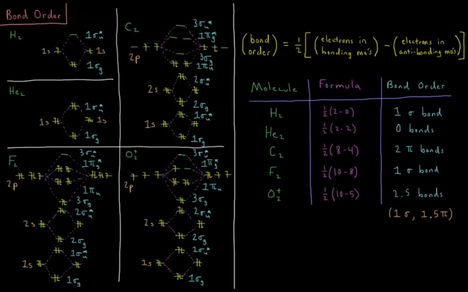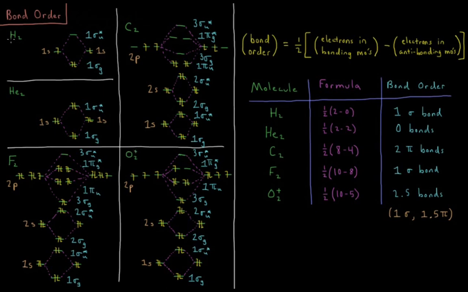This video will discuss the concept of bond order in homonuclear diatomic molecules. So if we look at our molecular orbital energy diagrams of our homonuclear diatomics, I've got 5 of them drawn here. So I've got H2, He2, C2, F2, and O2 plus, the oxygen-2 cation.